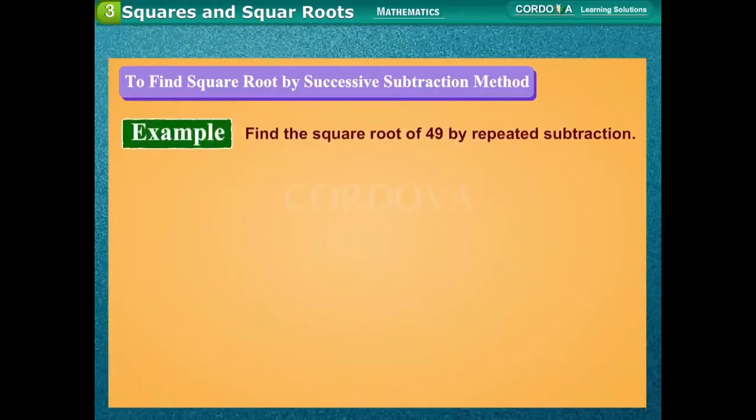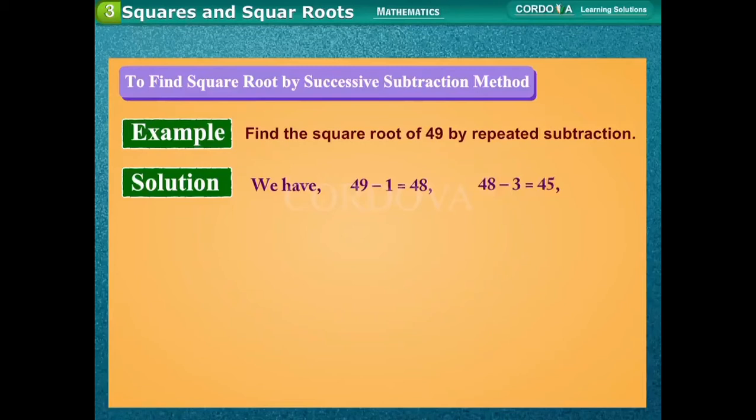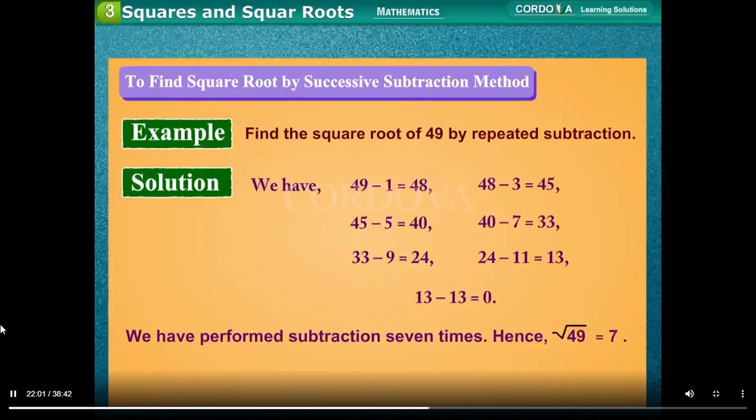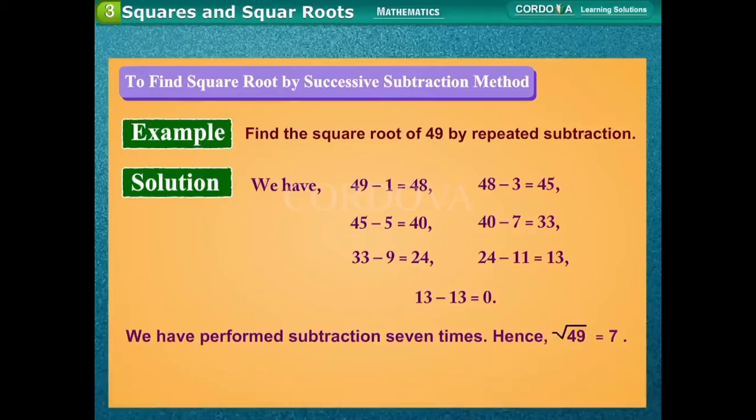Example: find the square root of 49 by repeated subtraction. Solution: we have 49 minus 1 is equal to 48. 48 minus 3 is equal to 45. 45 minus 5 is equal to 40. 40 minus 7 is equal to 33. 33 minus 9 is equal to 24. 24 minus 11 is equal to 13. 13 minus 13 is equal to 0. We have performed subtraction 7 times. Hence, square root of 49 is equal to 7.